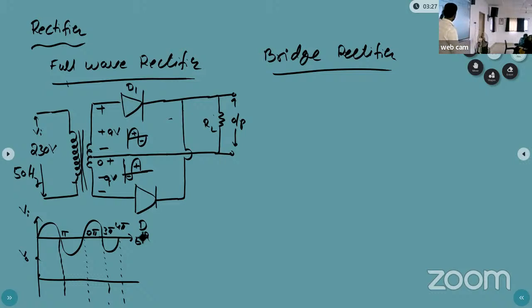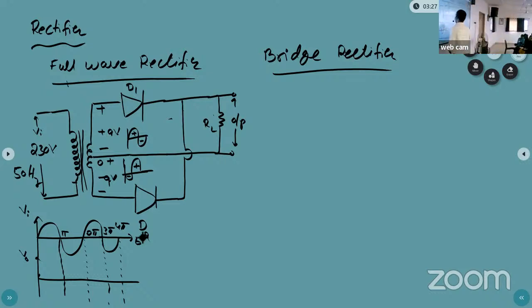Now this transformer, how many wires at the input side? Two wires. Output side, how many wires? One, two, three. So that transformer is called a step down center tapped transformer.